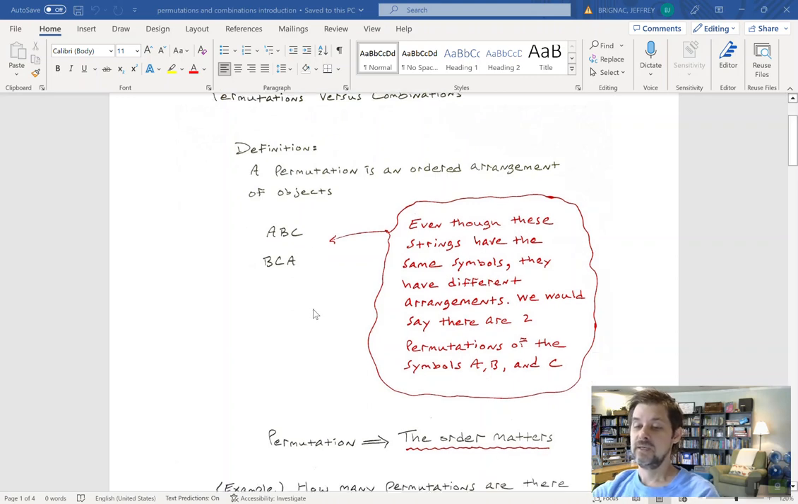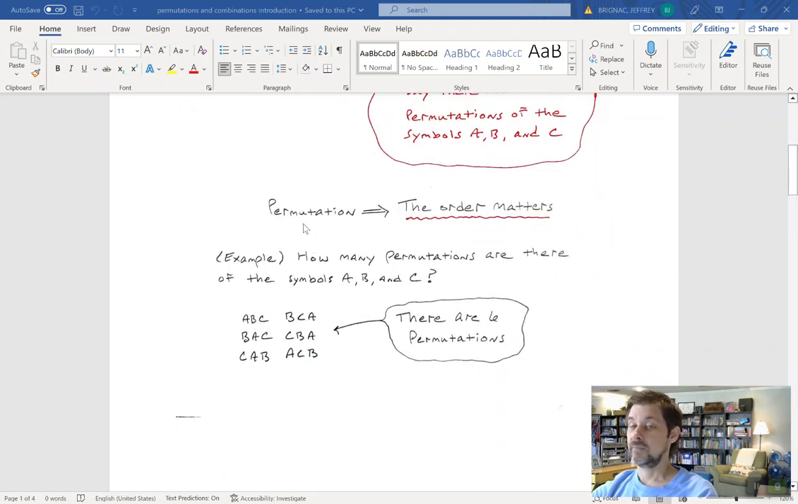Now you could think in short that for a permutation, the order matters. The order makes the difference, and that will be a clue later for solving problems. We might look at a problem and say, well, does the order matter here or not? But let's give another example.